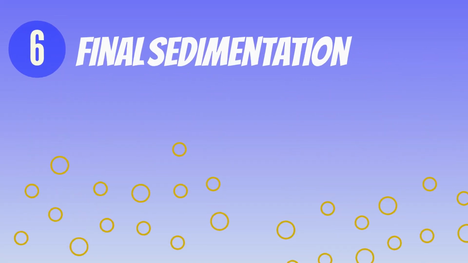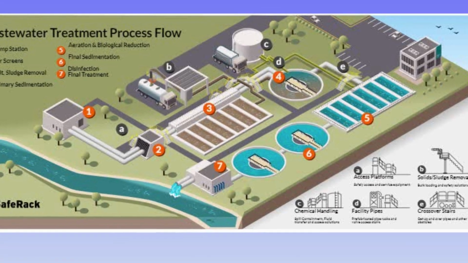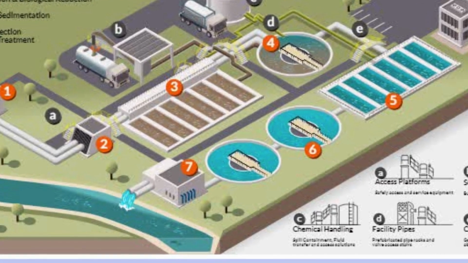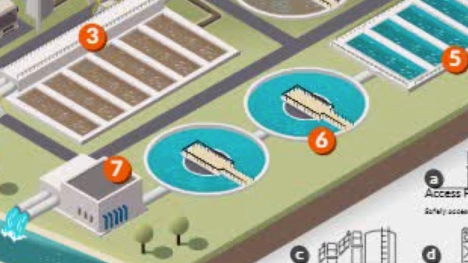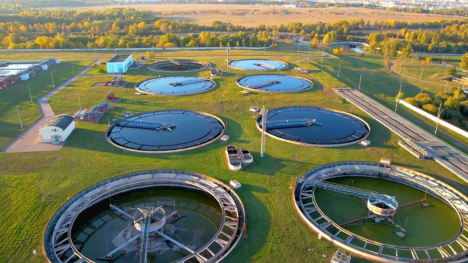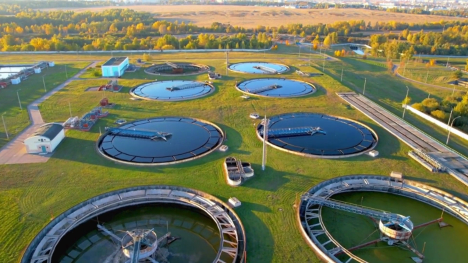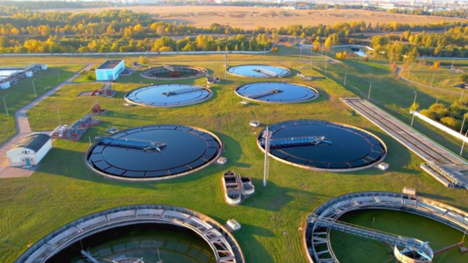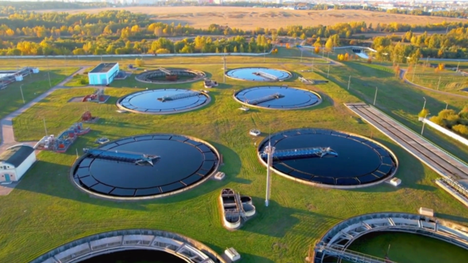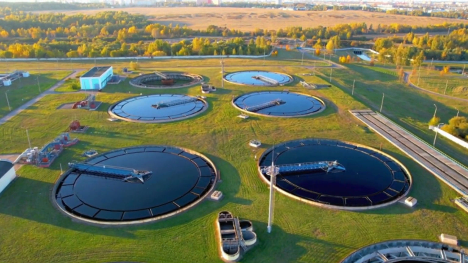The sixth step is final sedimentation. This physical water treatment process uses gravity to remove suspended solids from water. The final sedimentation process is important because it removes large particles that could damage pumps or pipes when treated water is discharged into rivers and oceans.